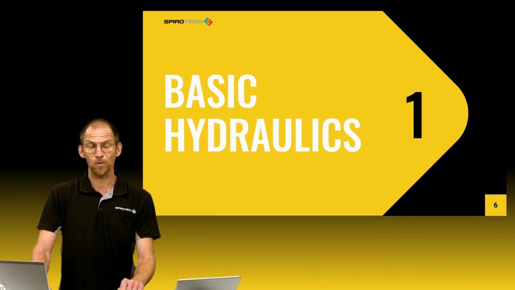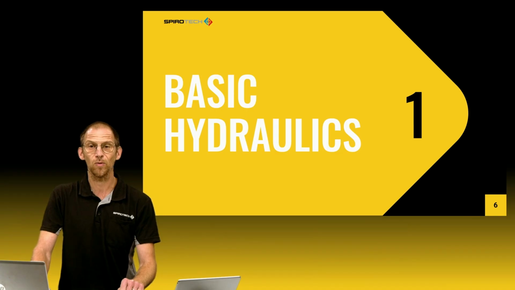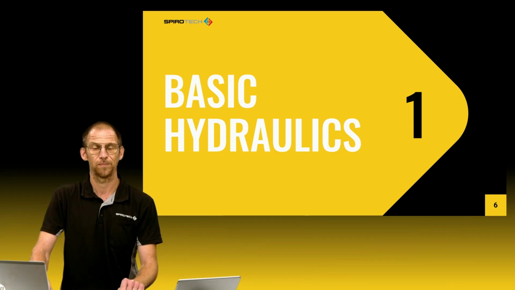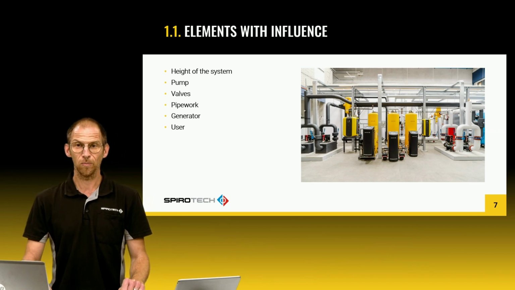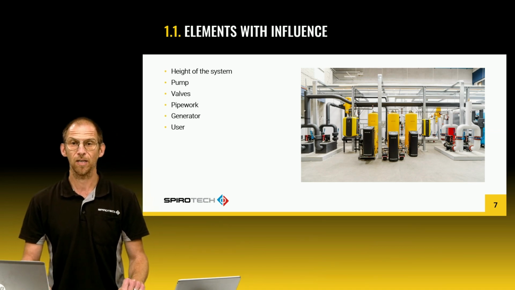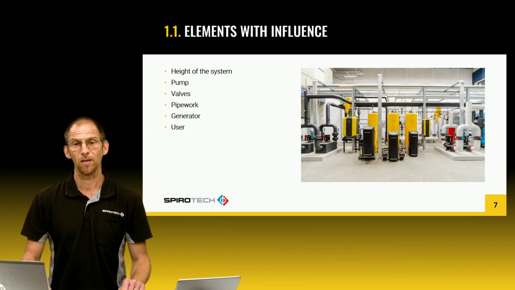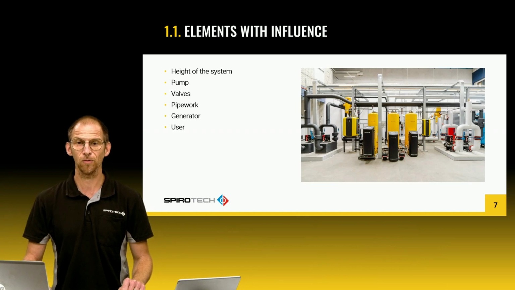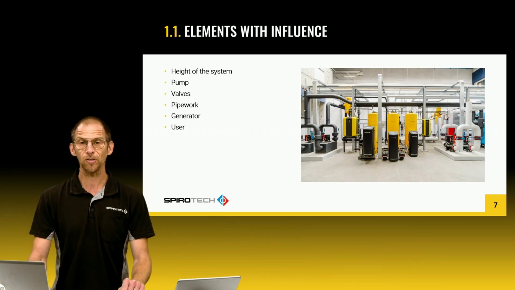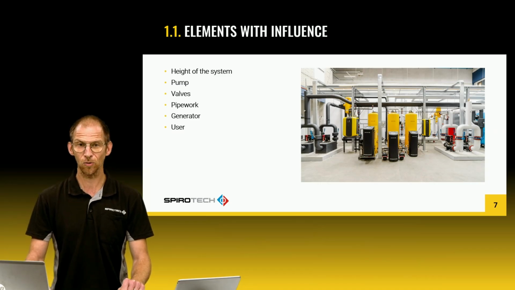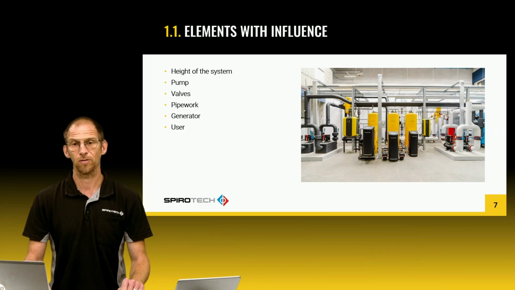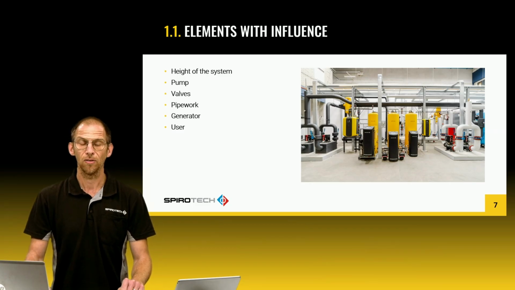Let's start with a chapter on basic hydraulics, and this is where we lay the foundation for today's topic. In a hydraulic system, there are several components that influence both the static and dynamic pressure. The static pressure is mainly determined by the height of the system. The higher the top point, the higher the pressure at the bottom of the system will be. The dynamic pressure is influenced by components such as the pump, valves, piping, the heat source, for example a boiler, and users, so fan coils or radiators. These all cause pressure losses due to flow and resistance.